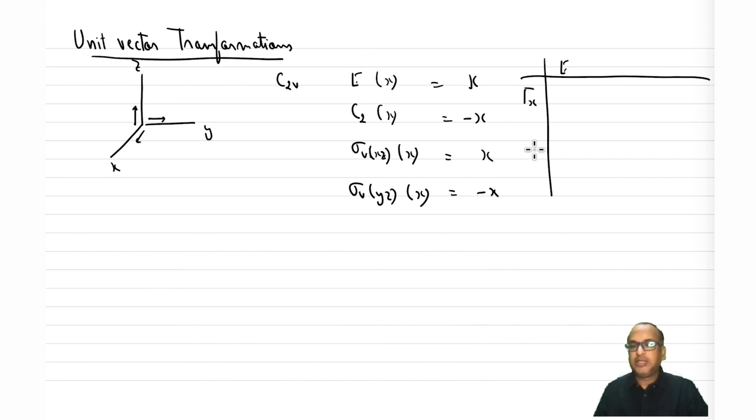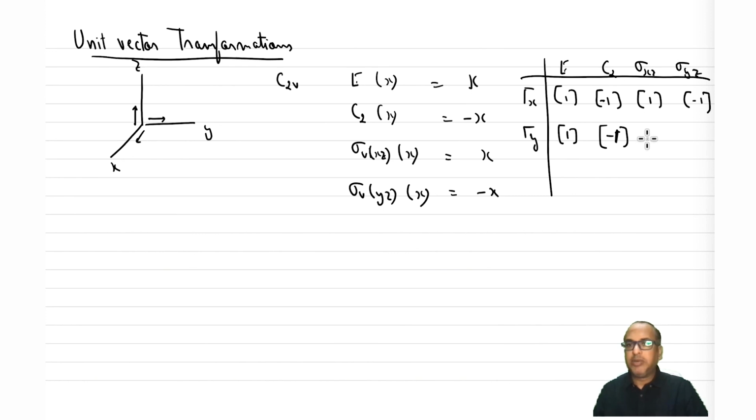So if I now want to write the corresponding matrices, let's call this representation tau x. So this will be 1, minus 1, 1, minus 1, right? Now similarly, if we want to write for tau y, E operating on y will give you y, so the matrix will be 1. C2 operating on y will give you minus y, so the matrix will be minus 1. Sigma xz will give you minus y, and sigma yz will give you plus y, so the matrix will be 1.